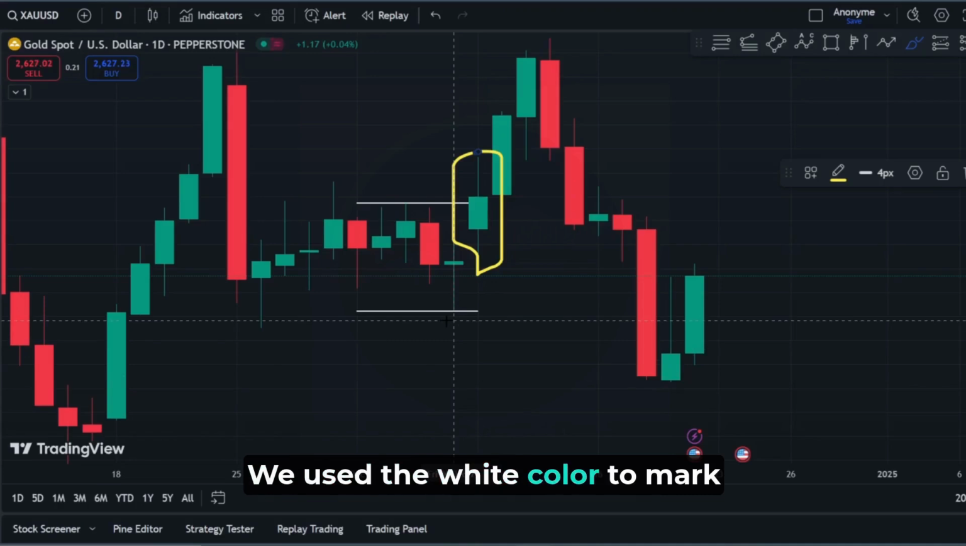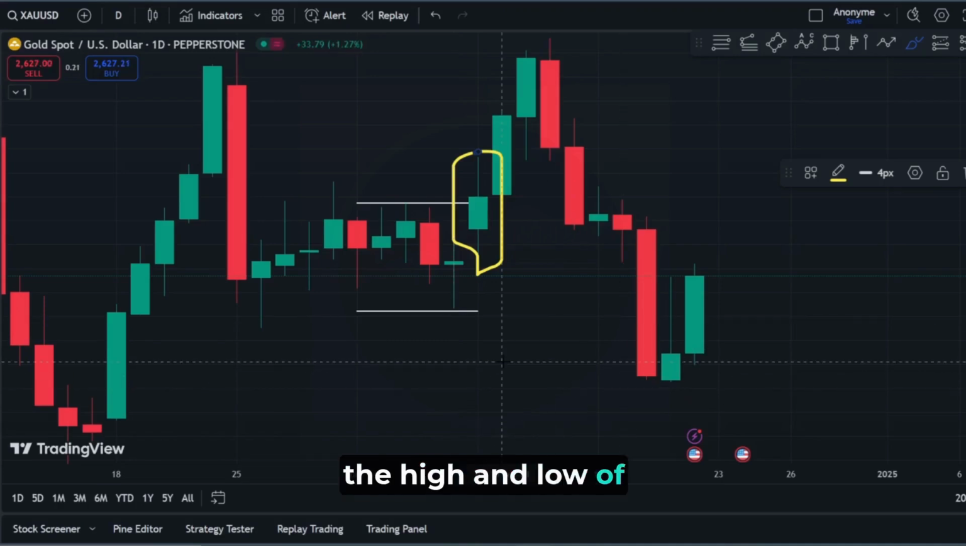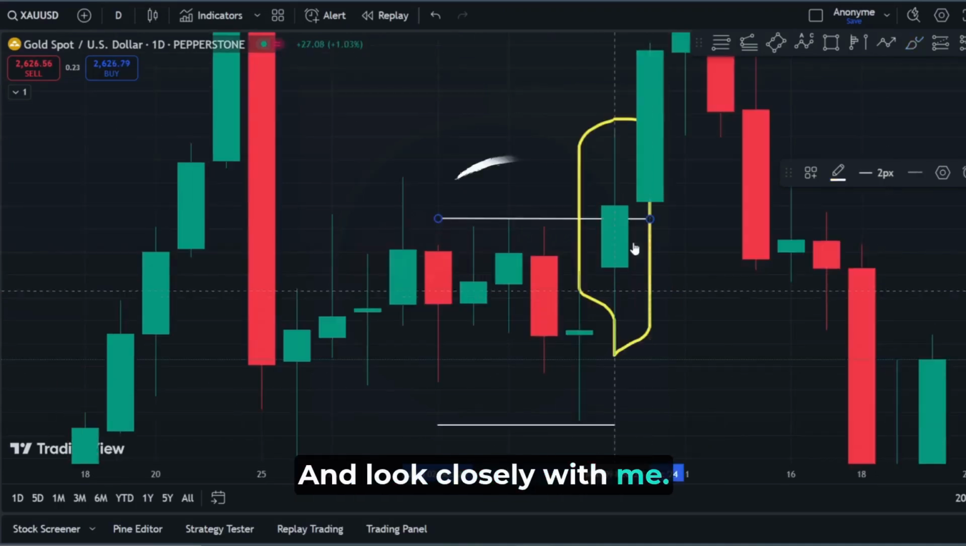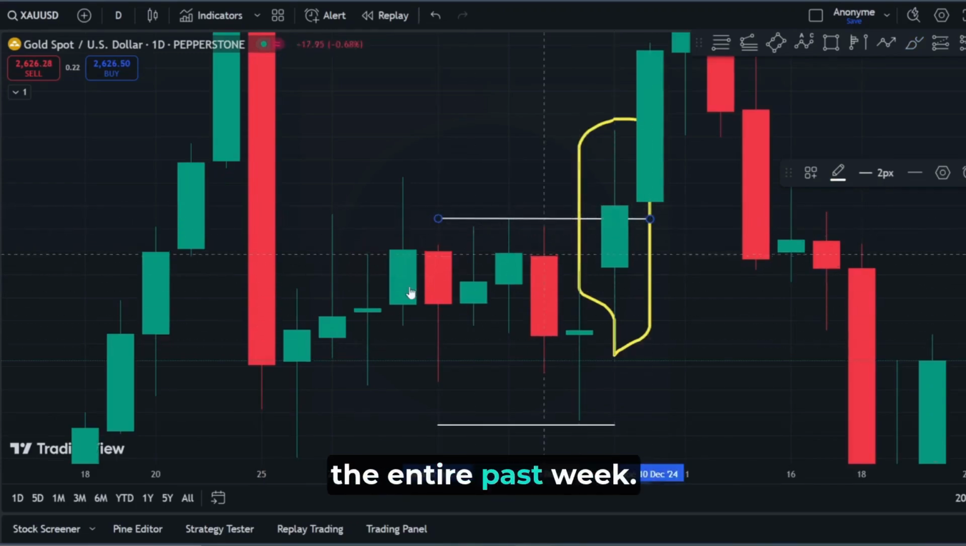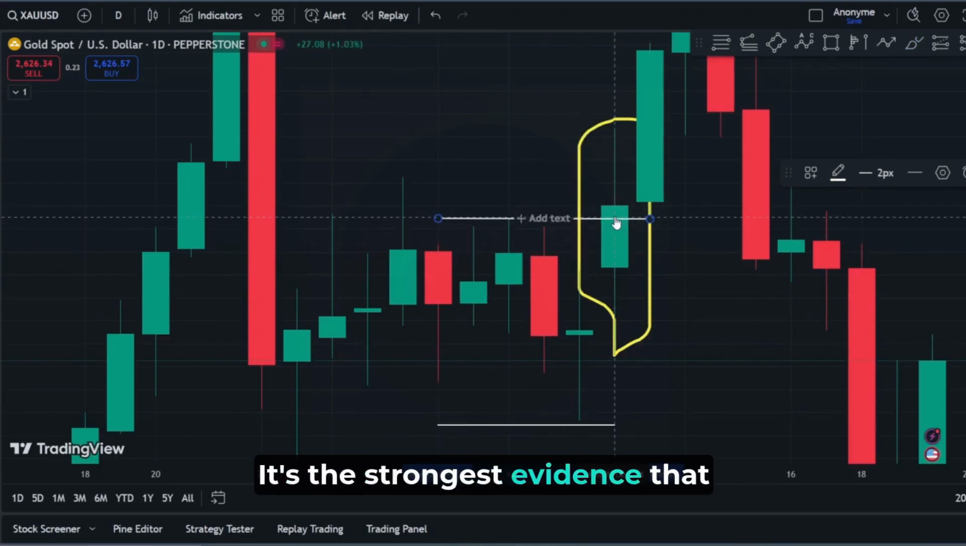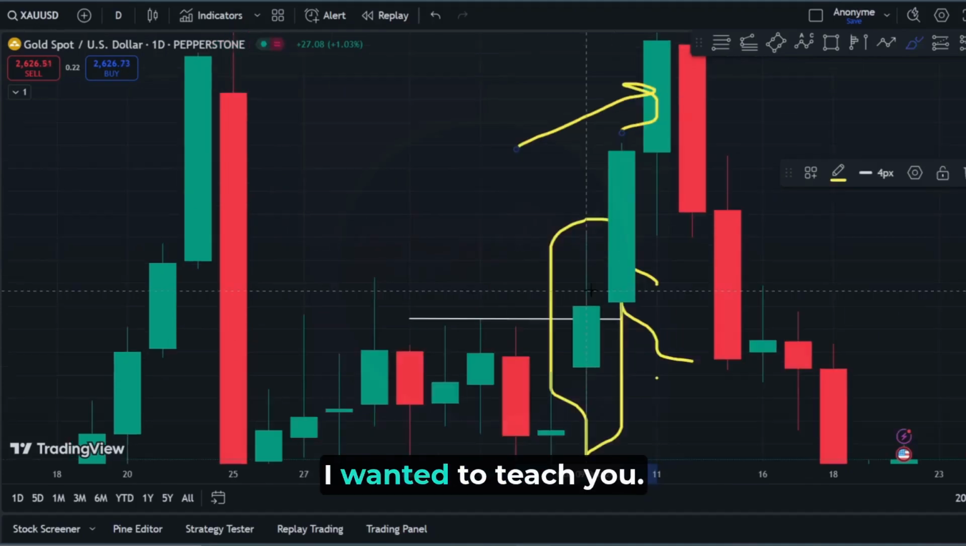We use the white color to mark the high and low of the weekly candle. And look closely with me. Monday closed with its candle body above the high of the entire past week. What does this mean? It's the strongest evidence that the following days will be strongly bullish. This is the first thing I wanted to teach you.